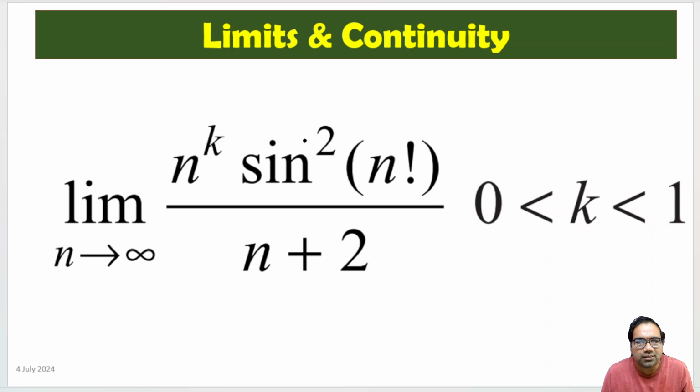Firstly, n sine square n factorial, right? Whatever n is, sine square is always positive and it will always lie between 0 and 1. It cannot be anything else. It will always lie between 0 and 1.